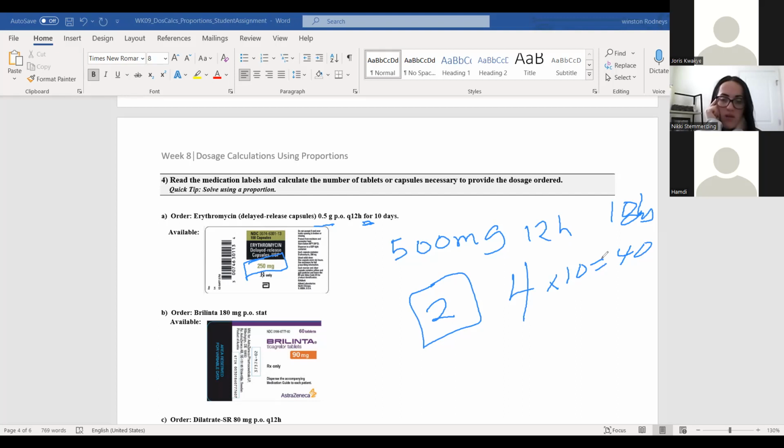So I noticed that, well, you can write both, right? I want you to calculate both. Tell me how much you need for the dosage and how many the pharmacist needs to give you. How many you take per dosage and how many the pharmacist needs to give you. In this case, you take 2 for each dose and the pharmacist needs to give you a total of 40 capsules.